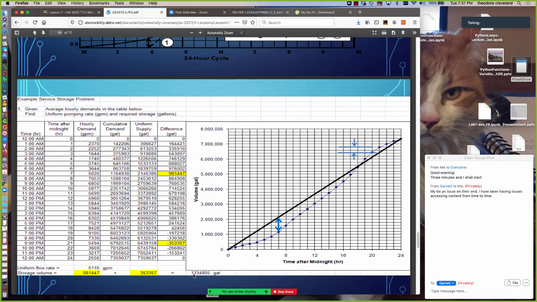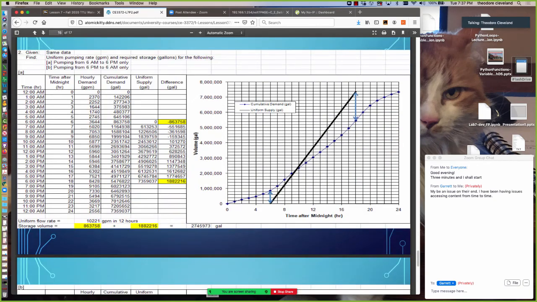So if we had a 1.3 million gallon tank under this demand scenario, we would have more than sufficient storage to satisfy the hourly demands with that tank.